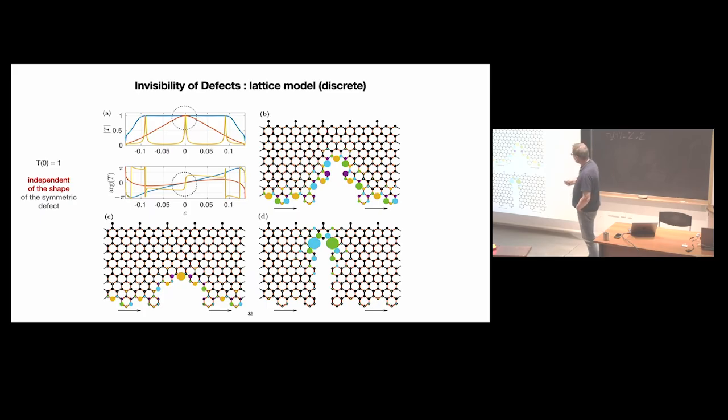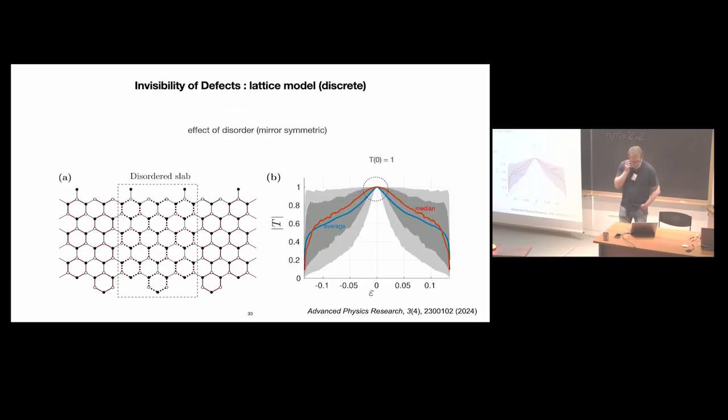But for these types of defects that are more reasonable, particularly the blue one, you have a very broadband perfect transmission with just a small drift of the phase. So if you are sending a wave packet, you should see just a time lag due to the phase drift a little bit.